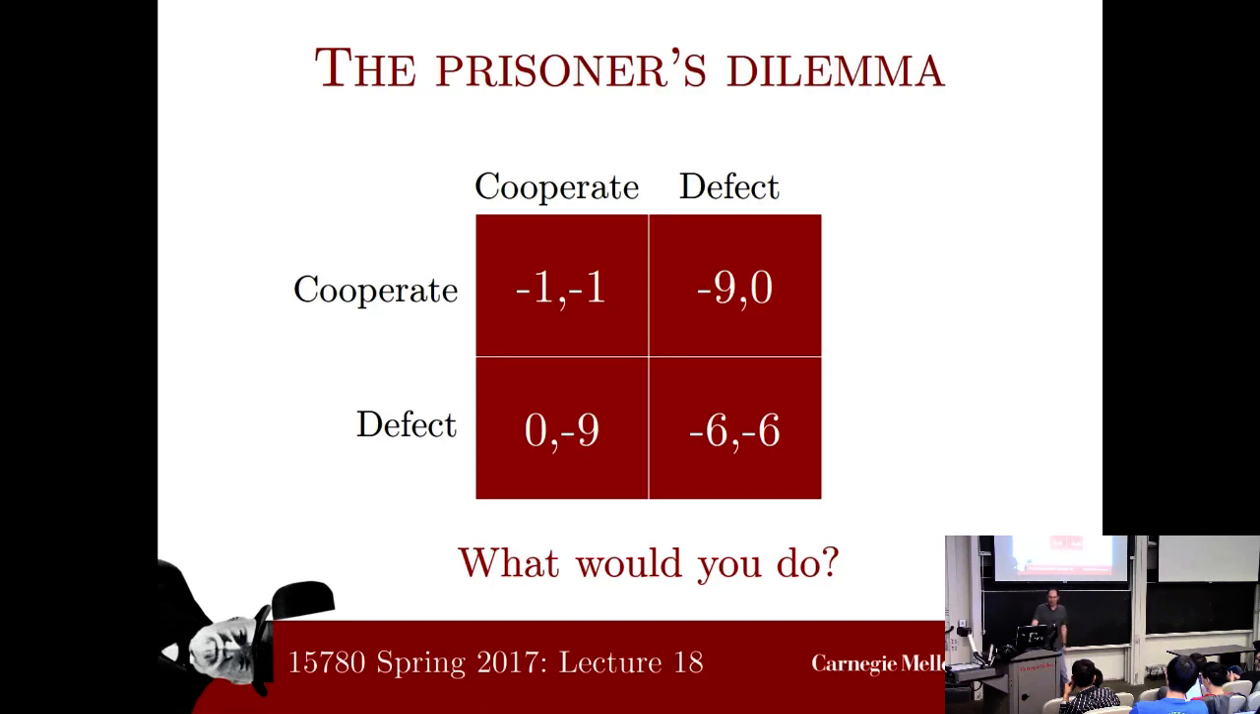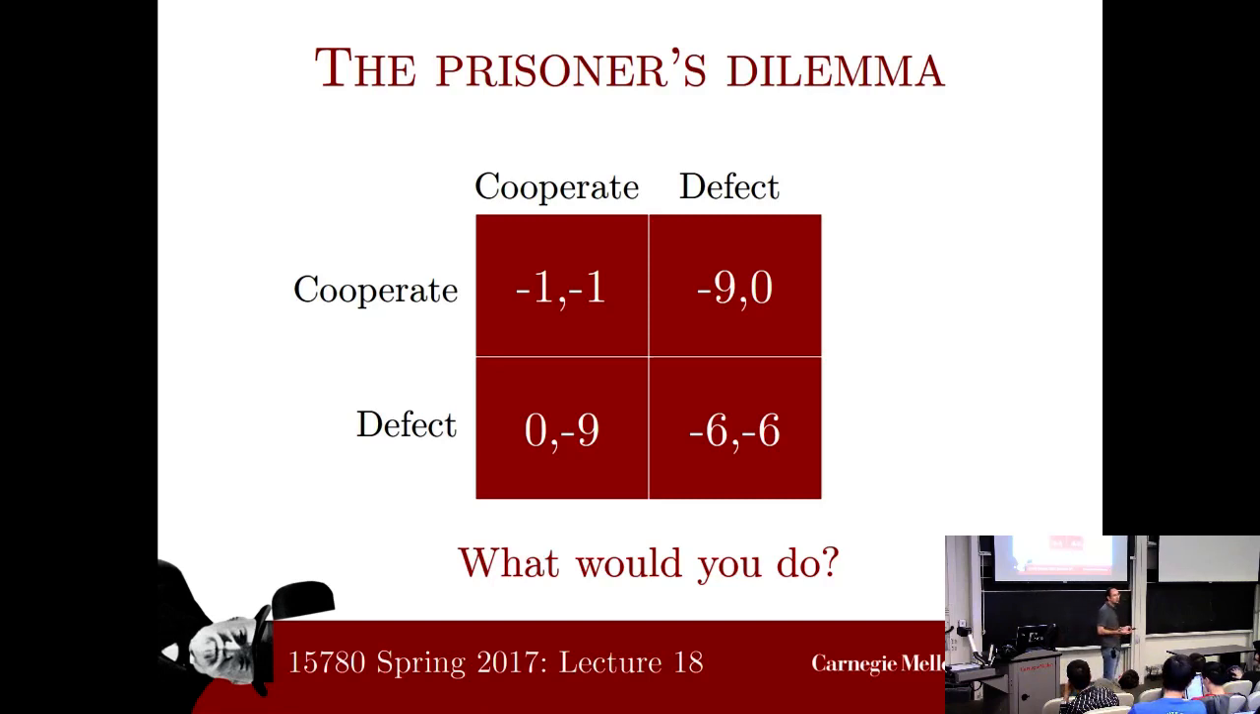Right, so let's look at this again. If, let's say we're the row player, if the column player plays cooperate, we're basically choosing between 1 year in prison and 0 years in prison, so we're better off defecting. If the other player chooses defect, we're choosing between 9 years in prison and 6 years. So again, we're better off defecting.